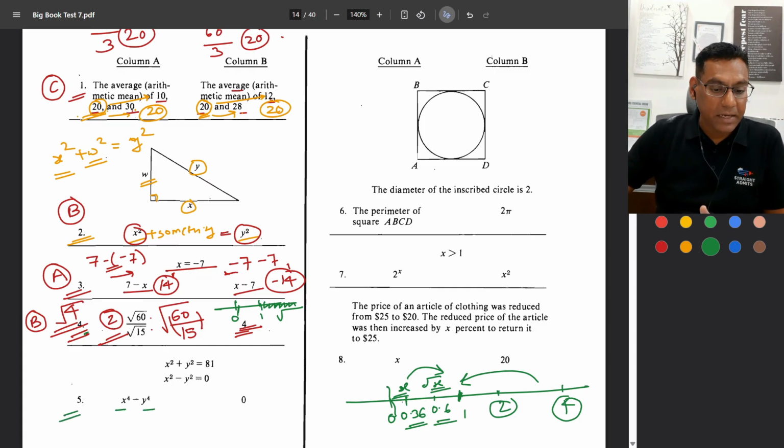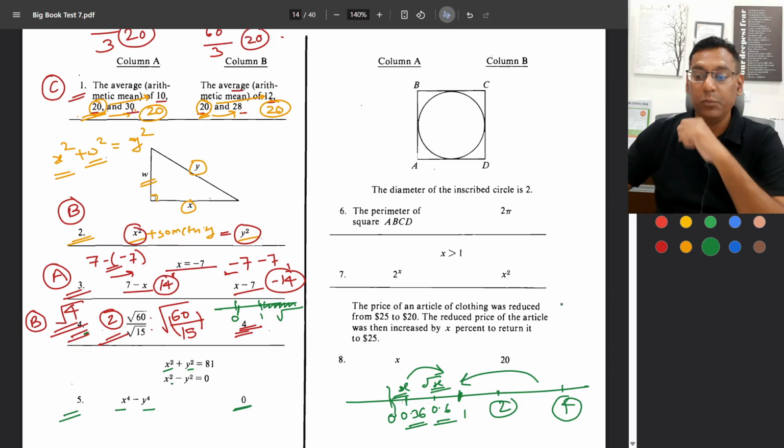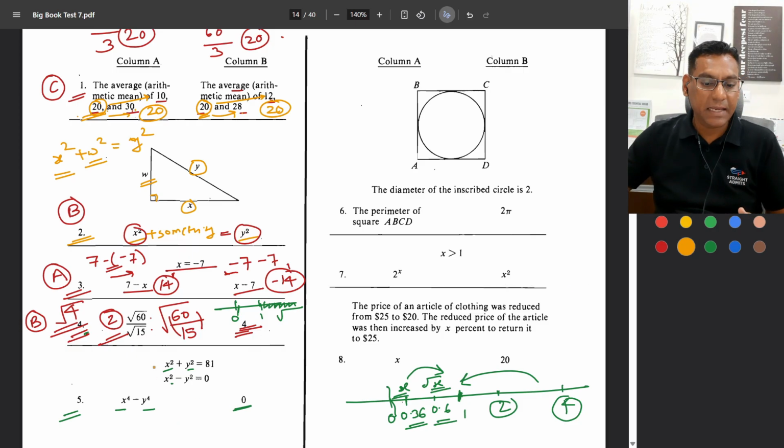X raised to 4 minus y raised to 4, I need to compare with 0. And I have this information given. One thing that comes to my mind is I can add these two, right? That will give me, this will get cancelled, that will give me something x square, but it doesn't tell me anything about y square, right? I can find out something about y square, but the point is I don't need y square, I need y raised to 4. So it's a very long way of going about it, doing the calculations and all that.